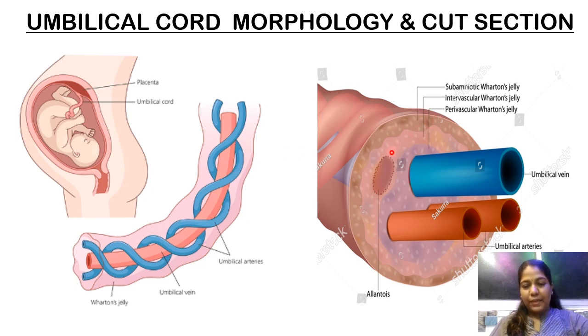On cut section of the umbilical cord, we can see the umbilical vein and two umbilical arteries surrounded by Wharton's jelly. It usually provides a cushion effect to the vessels, preventing damage, and it is also rich in stem cells, which help in the repair of fetal growth.